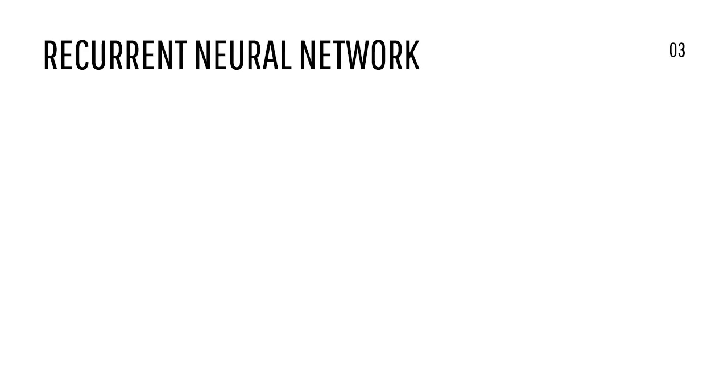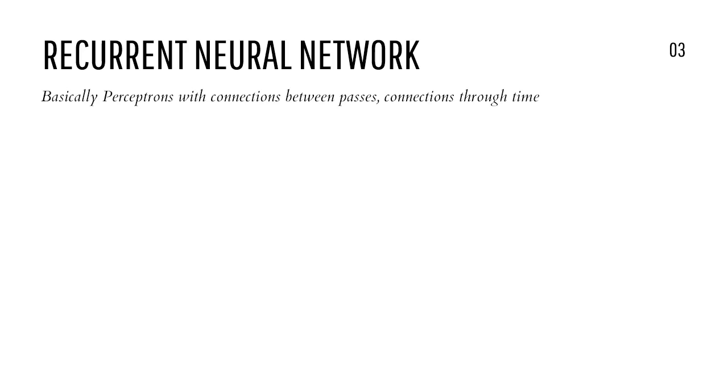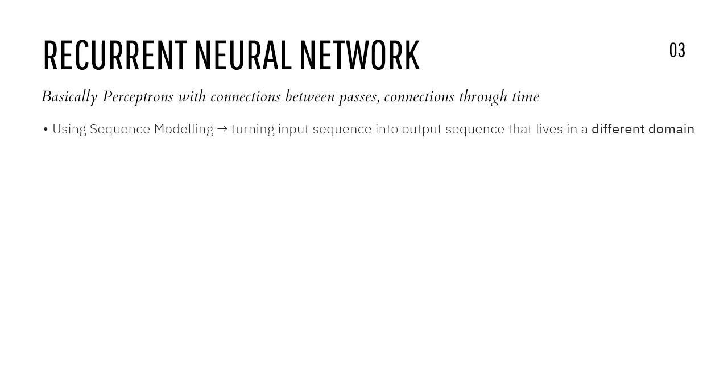Let's move to the third algorithm architecture. The third one is the recurrent neural network, or RNN. This is pretty popular too. It's basically perceptrons with connections between passes and connections through time.